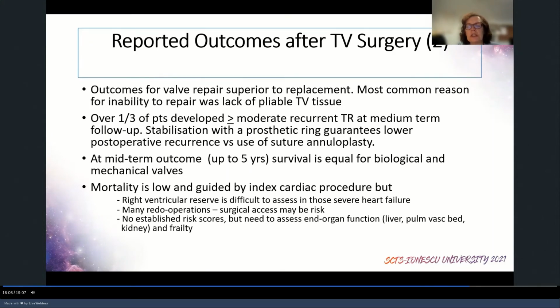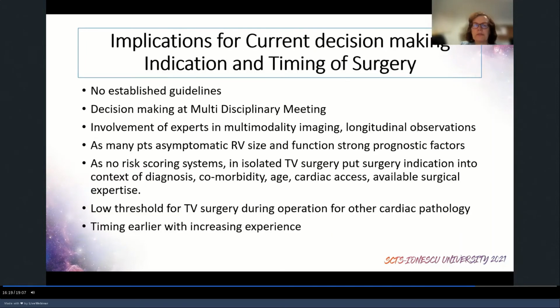So there is a need to assess end organ function, particularly the liver, the pulmonary vascular bed, and the kidney, and with a growing older population, also increasingly frailty. So, as there is an awful lot of lack of evidence, how do we come to reliable and reproducible decision making for the indication and timing of surgery?